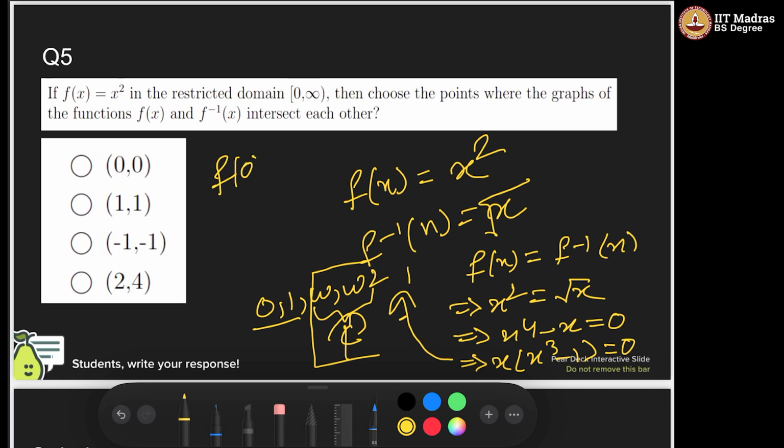And what is f of 0? This is 0, and f of 1 is 1. So (0, 0) and (1, 1) are the correct option. That means these 2 points are the points of intersection, that is, these 2 points are common to both curves.